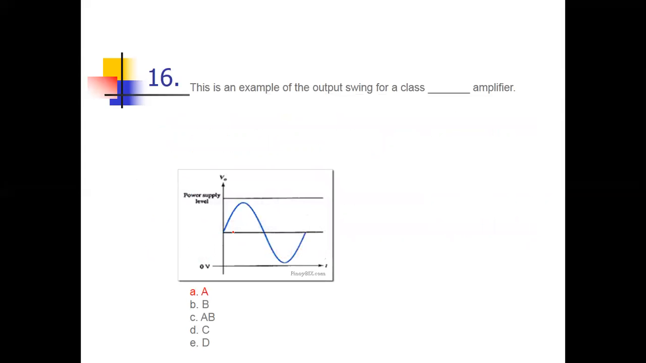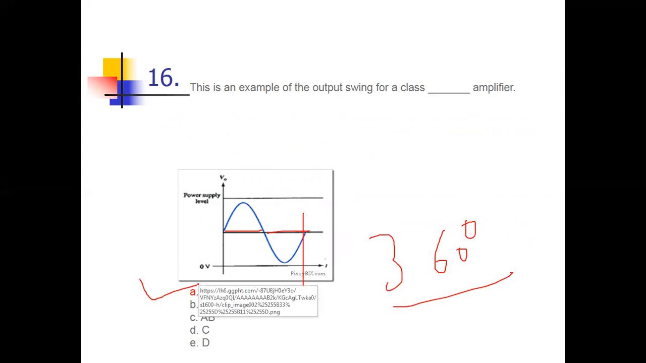Next, I have already explained this. Now you are getting 180 plus 180 degree, the full 360 degree output, and full 360 output is always in a class A power amplifier. Okay.